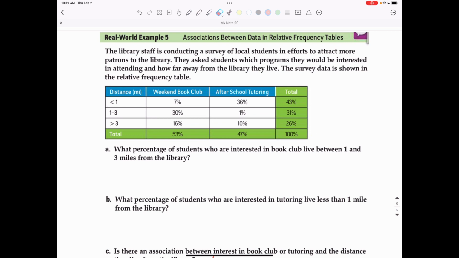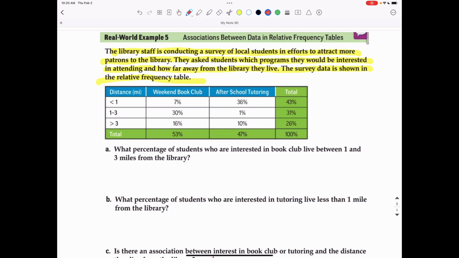The library staff is conducting a survey of local students in efforts to attract more patrons to the library. They asked the students which programs they would be interested in attending and how far away from the library they live. Survey data is shown in the relative frequency table. So we can see we have those interested in a weekend book club, after-school tutoring, and if they live less than a mile, 1 to 3 miles, or more than 3 miles away. What percentage of students who are interested in book club live between 1 and 3 miles away?